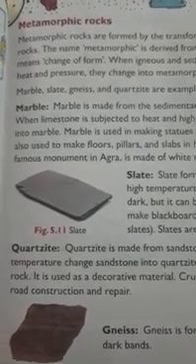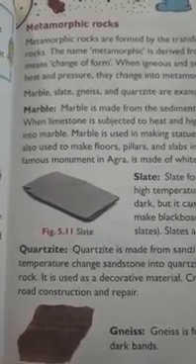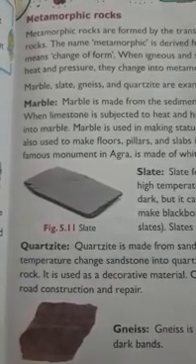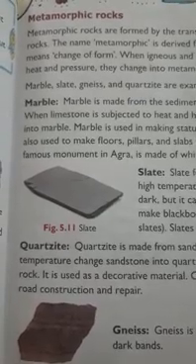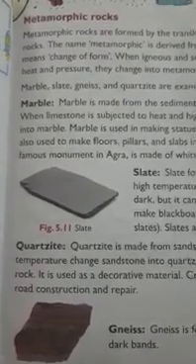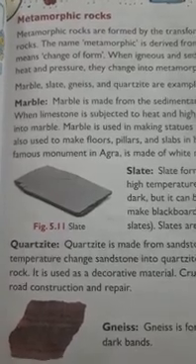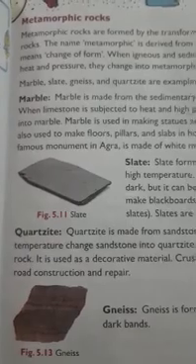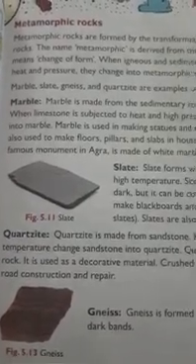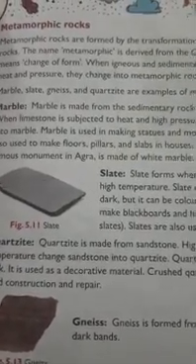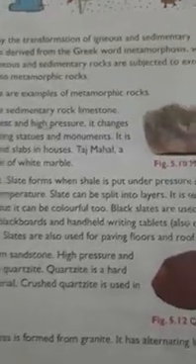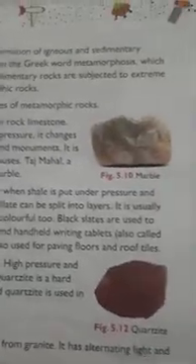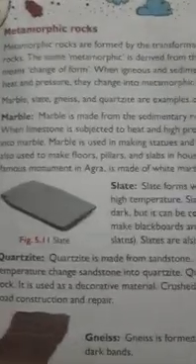Over the many years, these changes take place in the sedimentary rocks and igneous rocks because of the action of wind, water, and ice, and because of the climatic conditions. Then it forms metamorphic rocks. So metamorphic rocks are formed by the transformation of igneous and sedimentary rocks. The name metamorphic is derived from the Greek word metamorphosis, which means change of form.